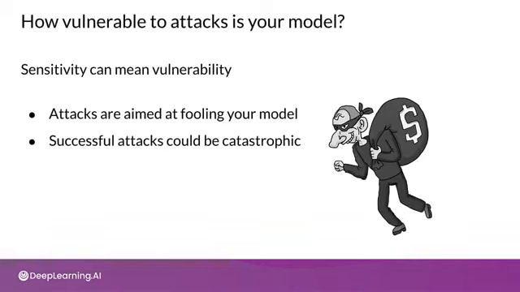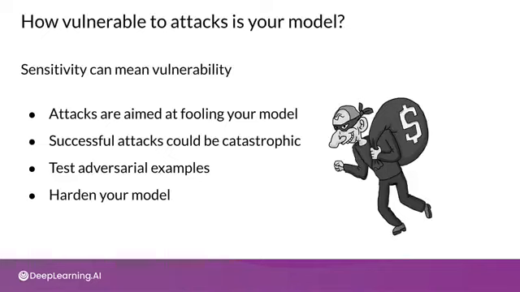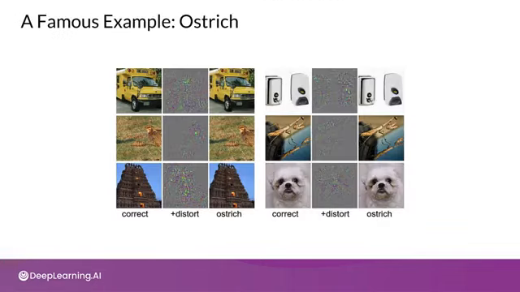Imagine making a wrong decision on an important question based on only slightly corrupted data. Depending on how catastrophic an incorrect result could be for your application, you may need to test your model for vulnerabilities, and based on your analysis, harden your model to make it more resilient to attacks. So what do these attacks look like?